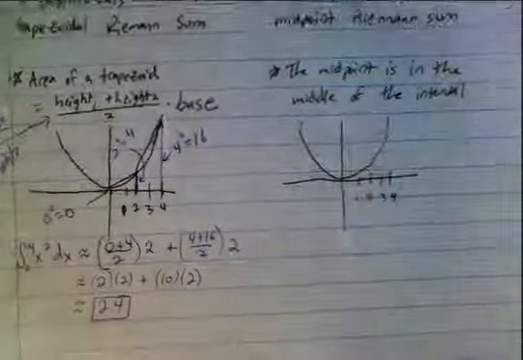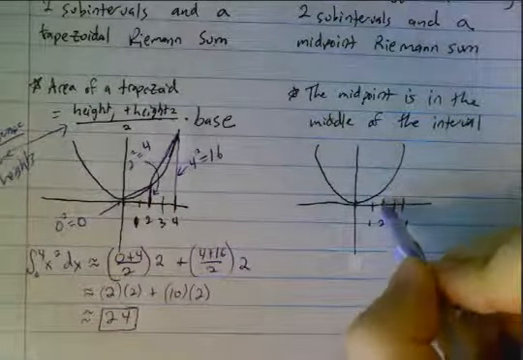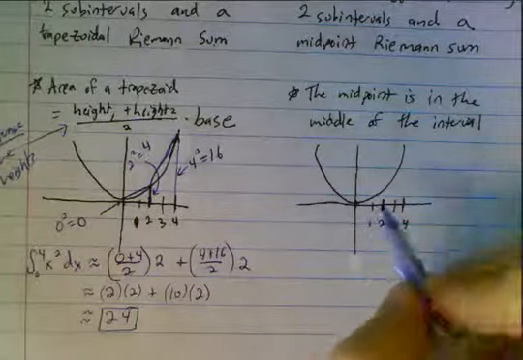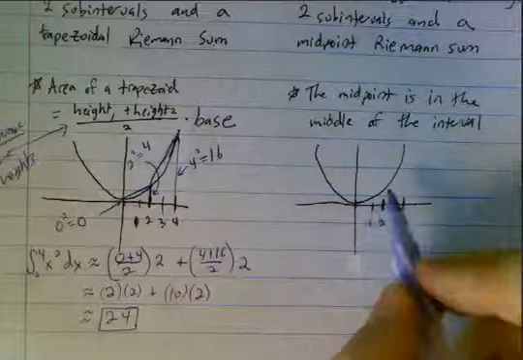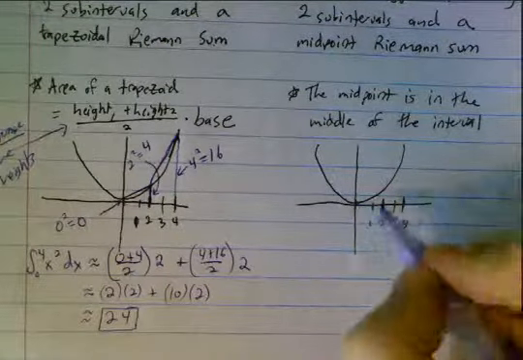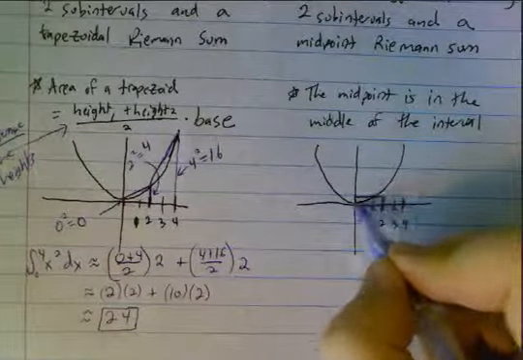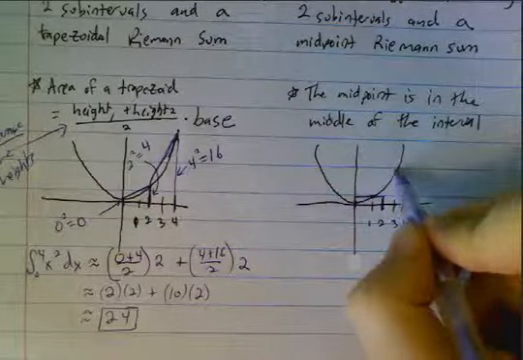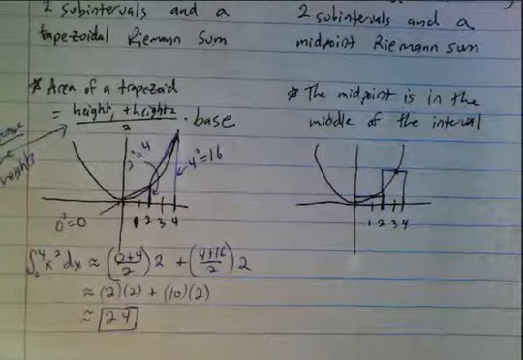With a midpoint, I'm starting at 0, I'm ending at 4. And if I divide it into two pieces, it's right there. The midpoint means that the height of the rectangle is just equal to the y value, the f of x value, of the x value that's in the middle of the interval. So between 0 and 2, the middle is 1. So that's how high the height is going to be. Between 2 and 4, the middle x value is 3. So that's how high it's going to be.